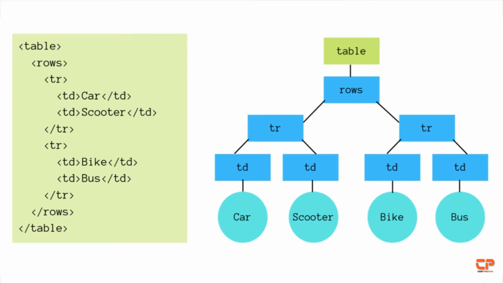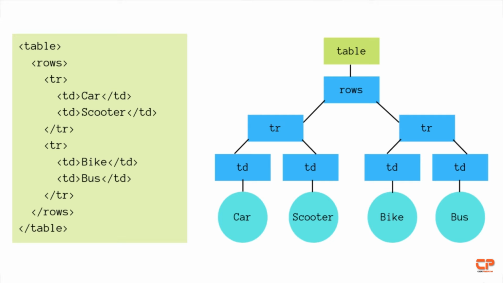Every node has exactly one parent except the root node, which has no parent because it's on the top. So as you can see here, the node rows has one parent, table row has one parent. So all these nodes have one parent, not more than that. A node can have a number of children. So as you can see here, table has a child rows node, and this row node has two children table row, and each table row has two child, which is table column.